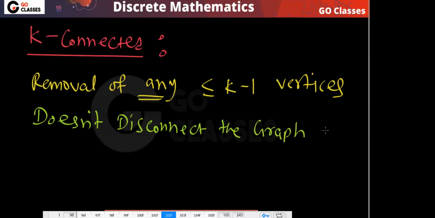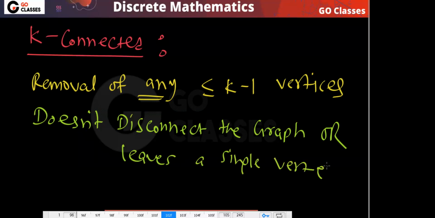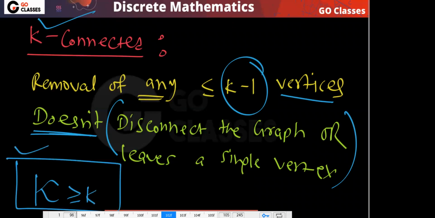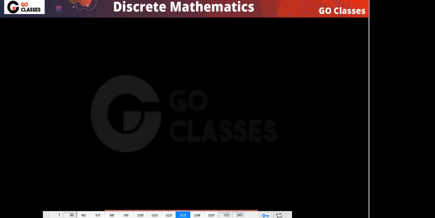Doesn't disconnect the graph or leaves a single vertex. So this is the idea: if you remove any k less than or equal to k minus 1 vertices, it doesn't disconnect the graph or leave a single vertex. This is the idea of k connected. It means your graph is k connected, which means your kappa is greater than or equal to k. You have to remove more than or equal to k vertices, so your connectivity number will be greater than or equal to k.